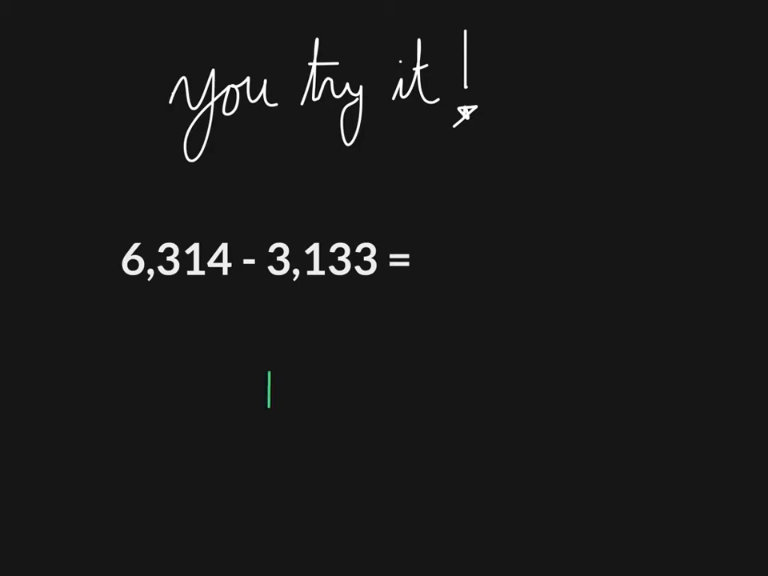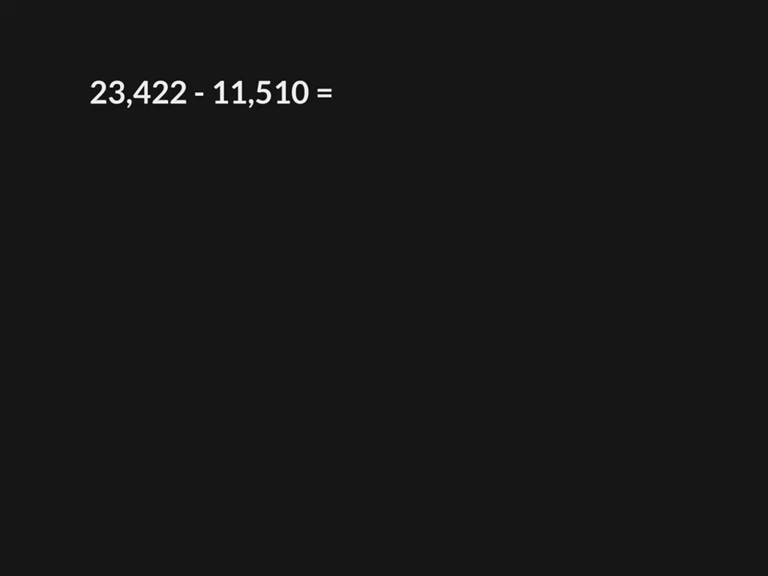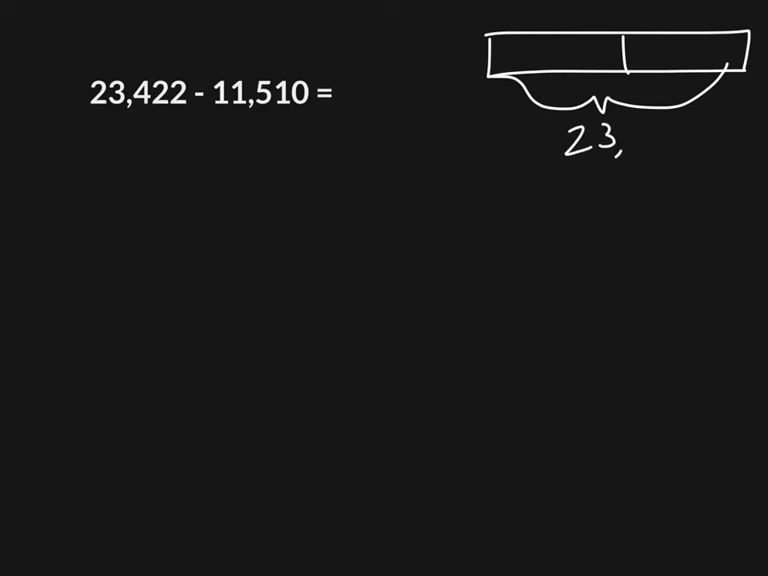Now we have a larger number. 23,422 minus 11,510. Again, I can model this with the tape diagram, part, whole. I know that my whole is 23,422, and one of my parts is 11,510. So this right here is the part that I'm trying to figure out.